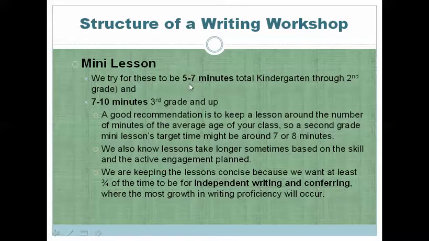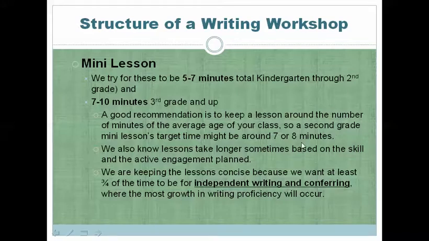We try for mini lessons to be about the number of minutes that an average student is old in a class. So if you have a second grade class, your target time for your mini lesson might be around 7 or 8 minutes. And we know the real world happens.